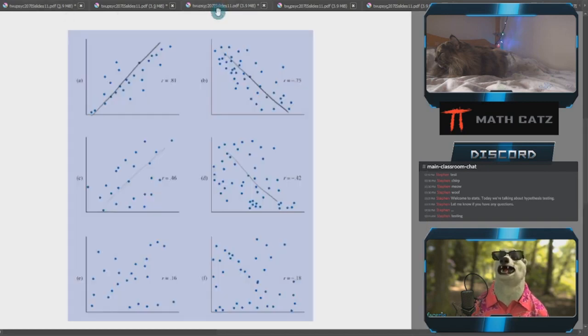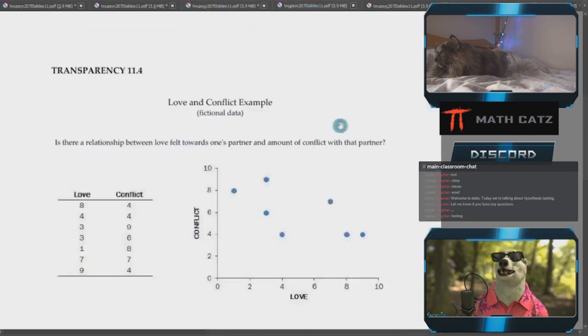Let's look at, that was my slide there. Let's look at another example just to go through how it's calculated, and it's really not hard at all based on what we've done before. So here we ask, is there a relationship between the love felt towards one's partner and the amount of conflict with that partner? So I have 1, 2, 3, 4, 5, 6, 7 people that I've surveyed, fictional of course, and they rate their love and their conflict shown here. I can graph it to get an idea visually.